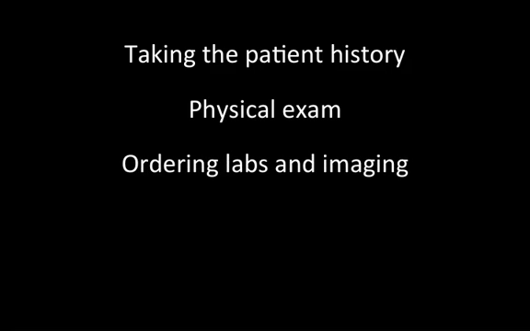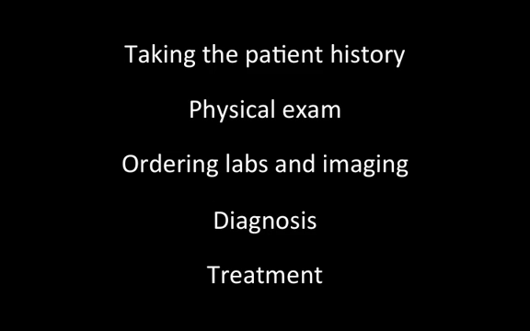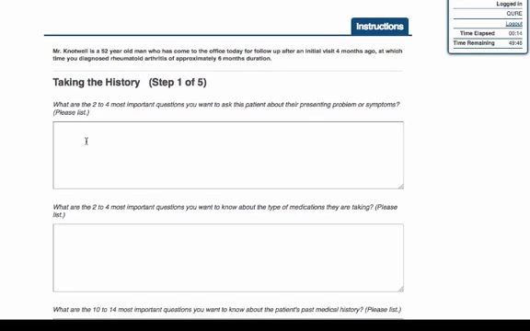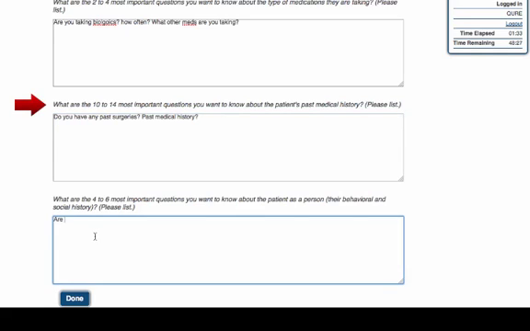There are 5 domains: taking the patient history, physical exam, ordering labs and imaging, diagnosis, and lastly treatment. We'll go through them all today. The first section is taking the patient history. The doctor is prompted to detail the questions they would ask the patient about their presenting problem, medications, past medical history, and behavioral and social history, as they would with any patient.